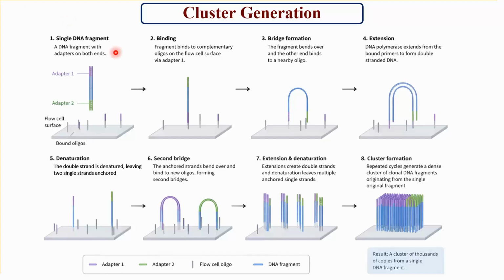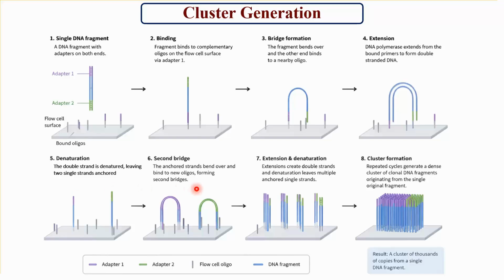Cluster generation starts from a single DNA fragment. Then the fragment binds to the complementary oligos on the flow cell surface via adapter 1. Then the bridge formation. The fragment bends over and the other end binds to the nearby oligos. Then the extension. DNA polymerase extends from the bound primer to form double-stranded DNA. Next is denaturation. The double strand is denatured, leaving 2 single strands anchored to the flow cell.